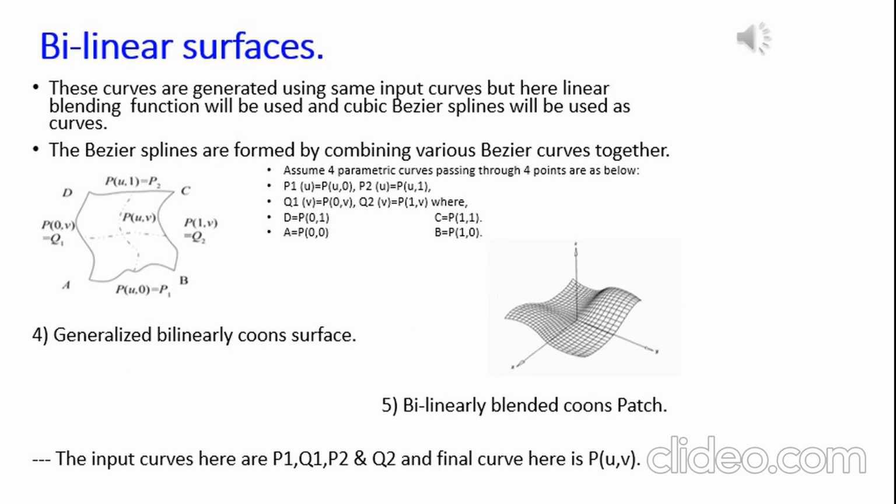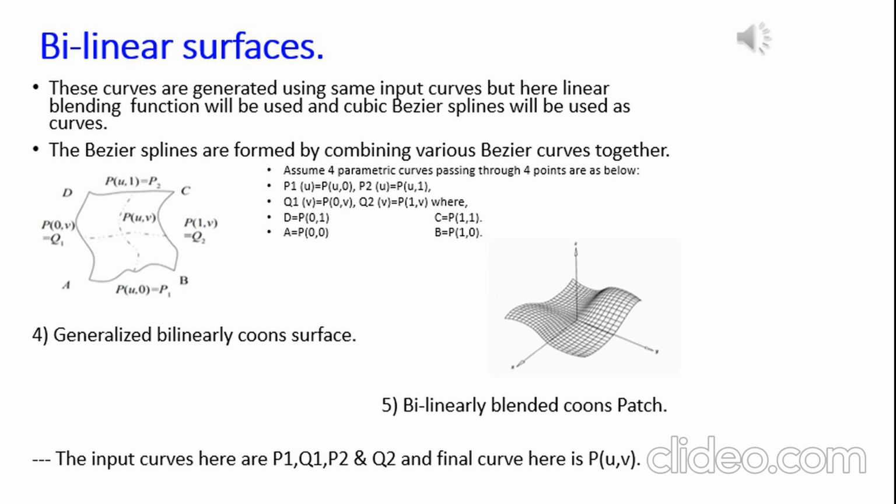Now let's talk about the bilinear surfaces. Here on the left side is a generalized bilinear blended cone surface. To explain that, let's assume we have four different points A, B, C and D, and along with that we also have four input curves P1, Q1, P2 and Q2. The four points: A is at P of 0,0, B is at P of 1,0, C is at P of 1,1 and D is at P of 0,1.